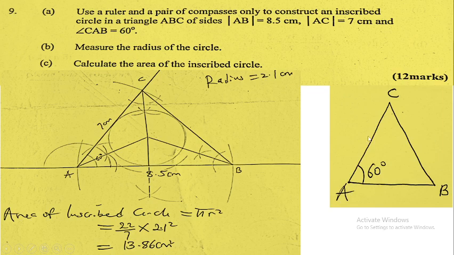So this is the rough sketch of what you are going to get at the end of the day when we construct it normally. It's just that we did not put the value of AB and the value of side AC, but we know that AC is 7 and AB is 8.5 centimeters. So we include the angle 60 degrees, but this is just a rough sketch.